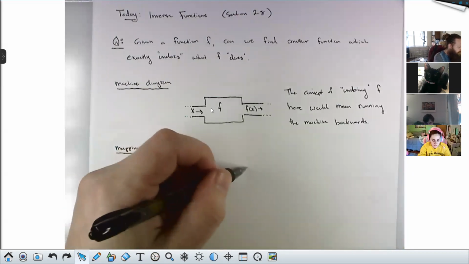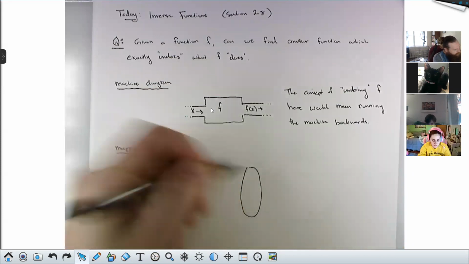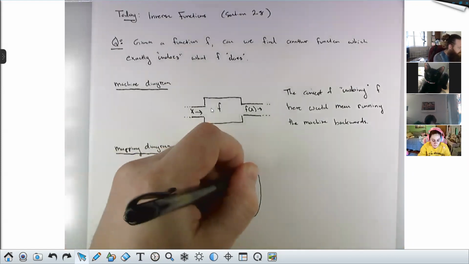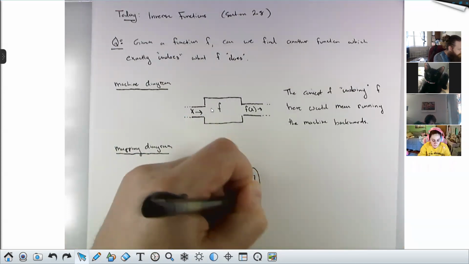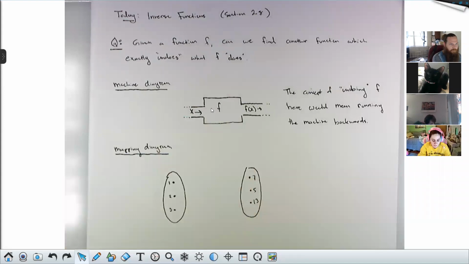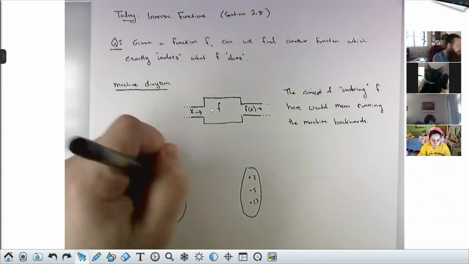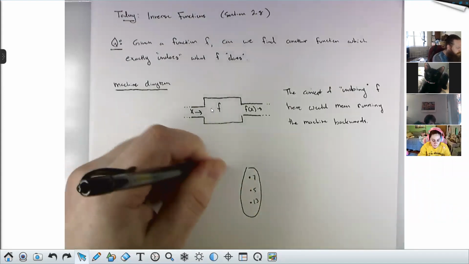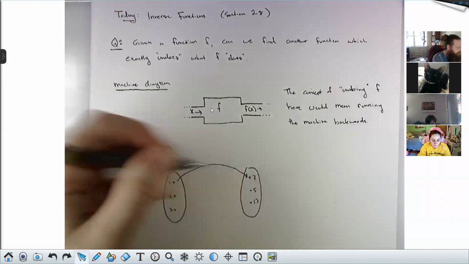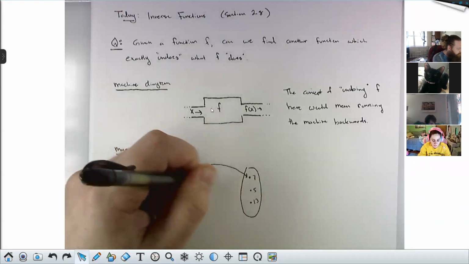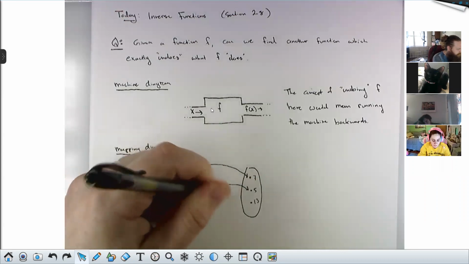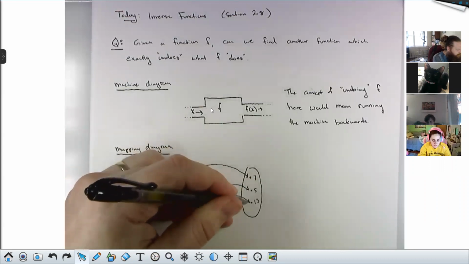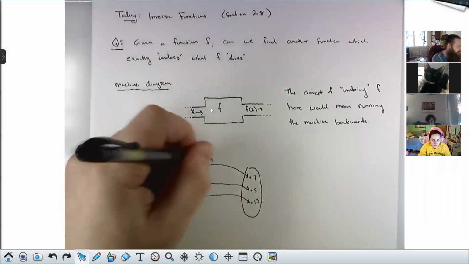And over here, I have the range, and maybe this is like 7, 5, and 13, whatever. They don't even have to be numbers. And the function f sends 1 to 7, sends 2 to 5, and sends 3 to 13. This is f.